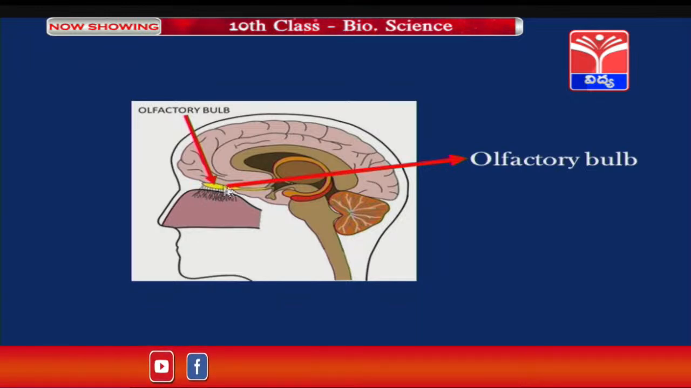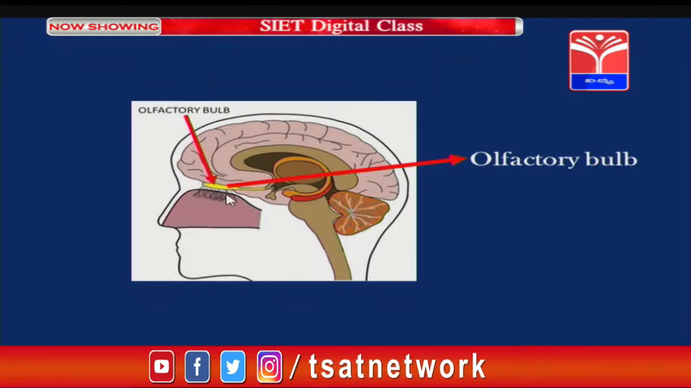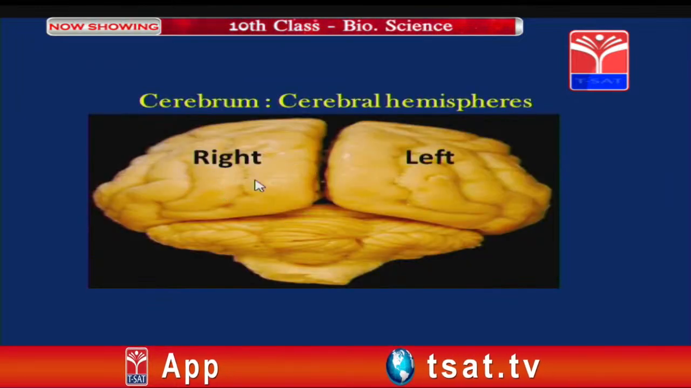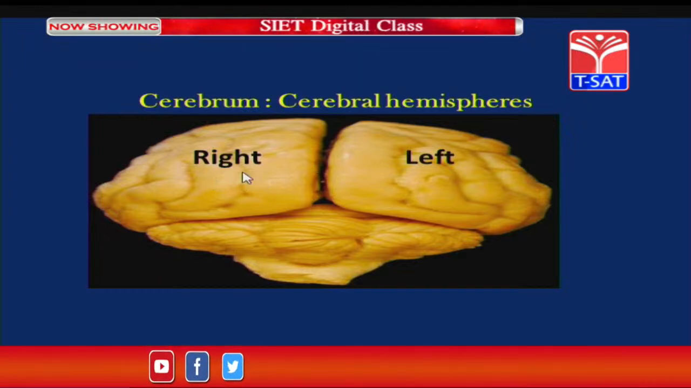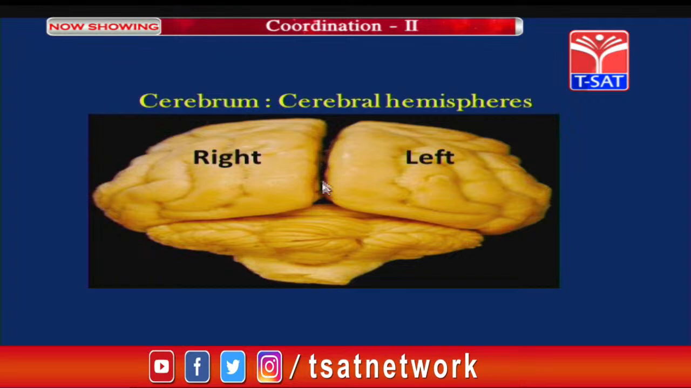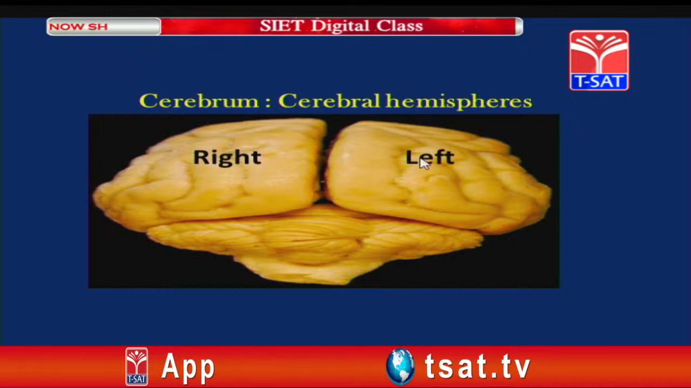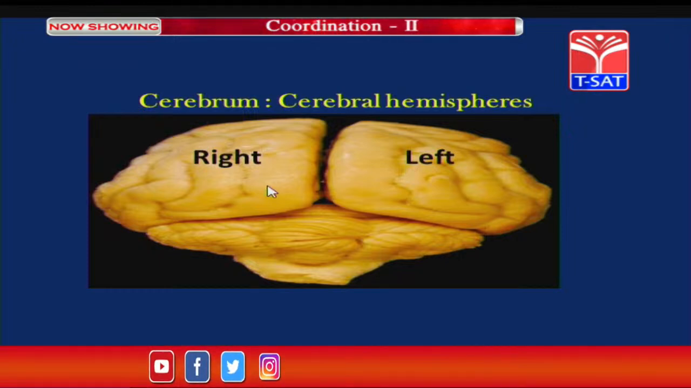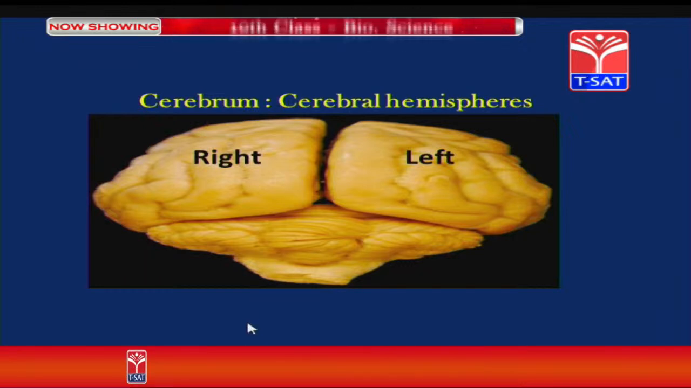Now, the forebrain includes the olfactory bulbs, which are club shaped structures present at the bottom of the cerebrum. The largest part of the brain is the cerebrum, which is divided into 2 longitudinal equal halves called cerebral hemispheres, the right cerebral hemisphere and the left cerebral hemisphere. A deep longitudinal fissure divides the cerebrum into these 2 halves. The 2 cerebral hemispheres are internally connected by a transverse bundle of nerve fibers called the corpus callosum.